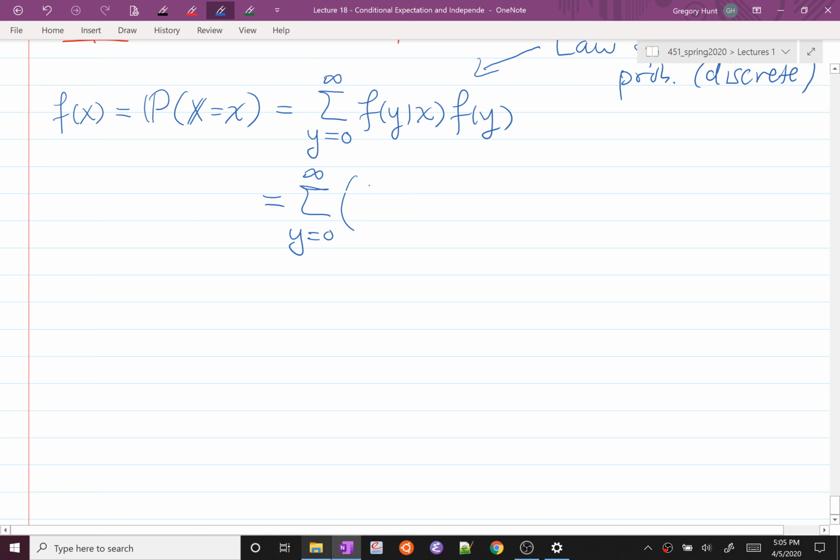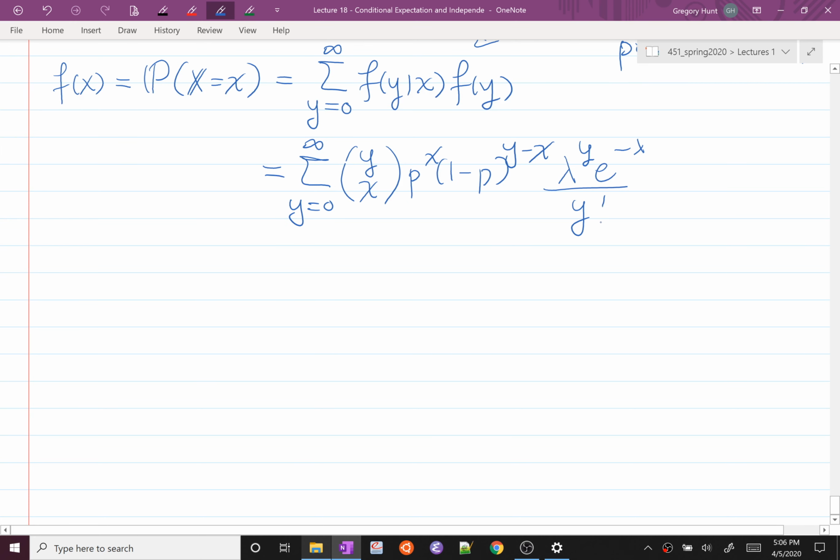And then I have to multiply by f of y, and y is Poisson. So with Poisson with parameter lambda, it's lambda to the y, e to the negative lambda over y factorial. And let's continue on here. What am I going to do?